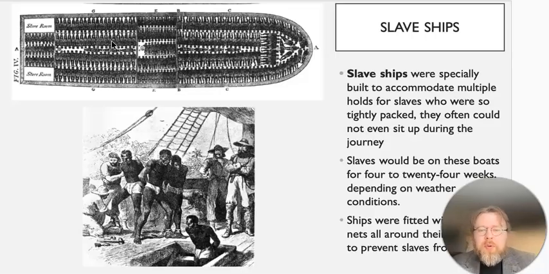So oftentimes slaves were left to basically defecate, in other words, poop, where they were sitting for the entire journey. So you can obviously imagine just how horrible the disease would be. And very often by the end of one of these journeys, up to 50% of the slave population on one of these ships would die. So you've already lost roughly a quarter to a third just on the journey to one of the ports. Now you've lost an additional 50% just because of the transatlantic voyage.